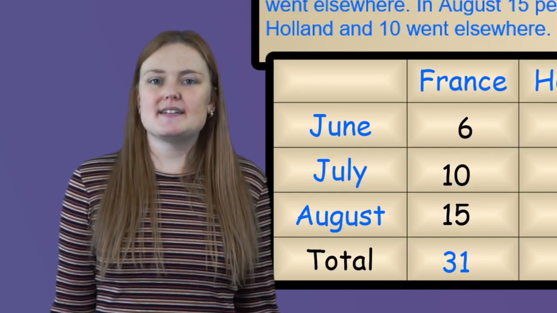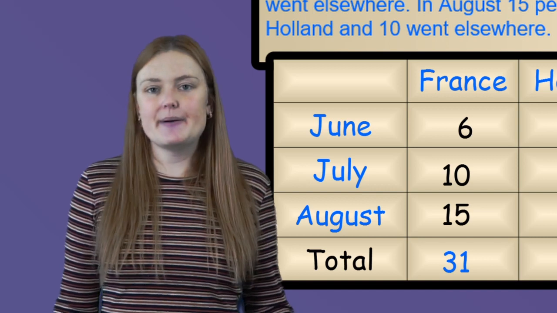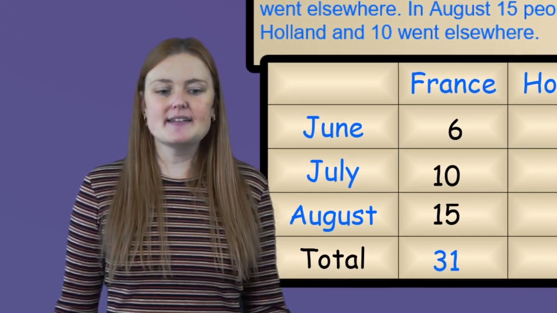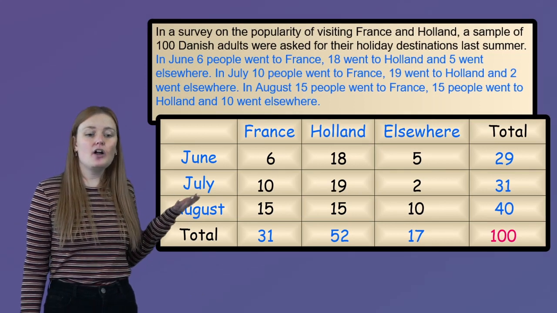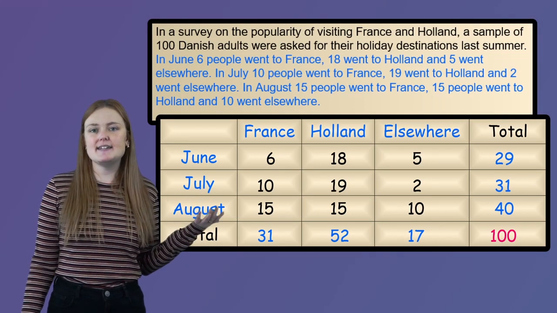We can then use this table to read from it and answer basic questions. So if we were asked how many people visited Holland in July, we would look at our table and say Holland and July, that's 19 people.